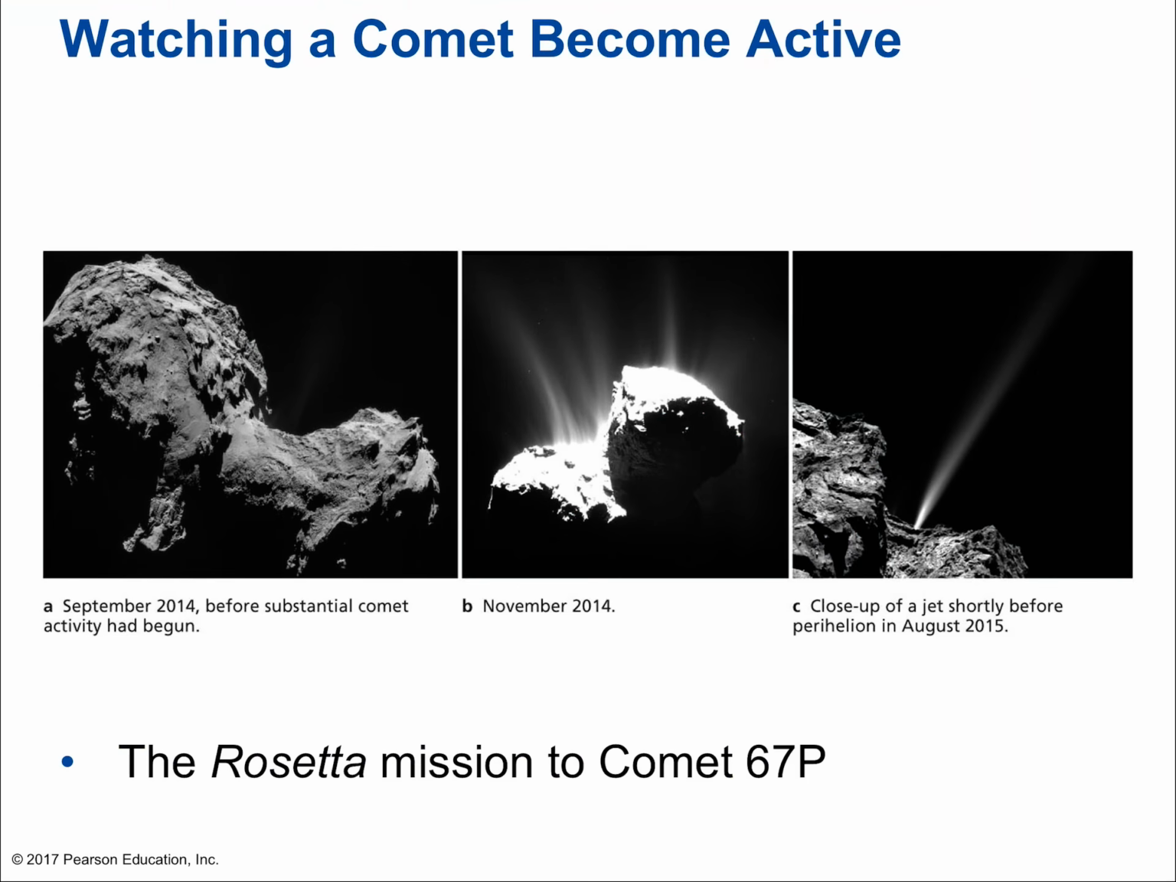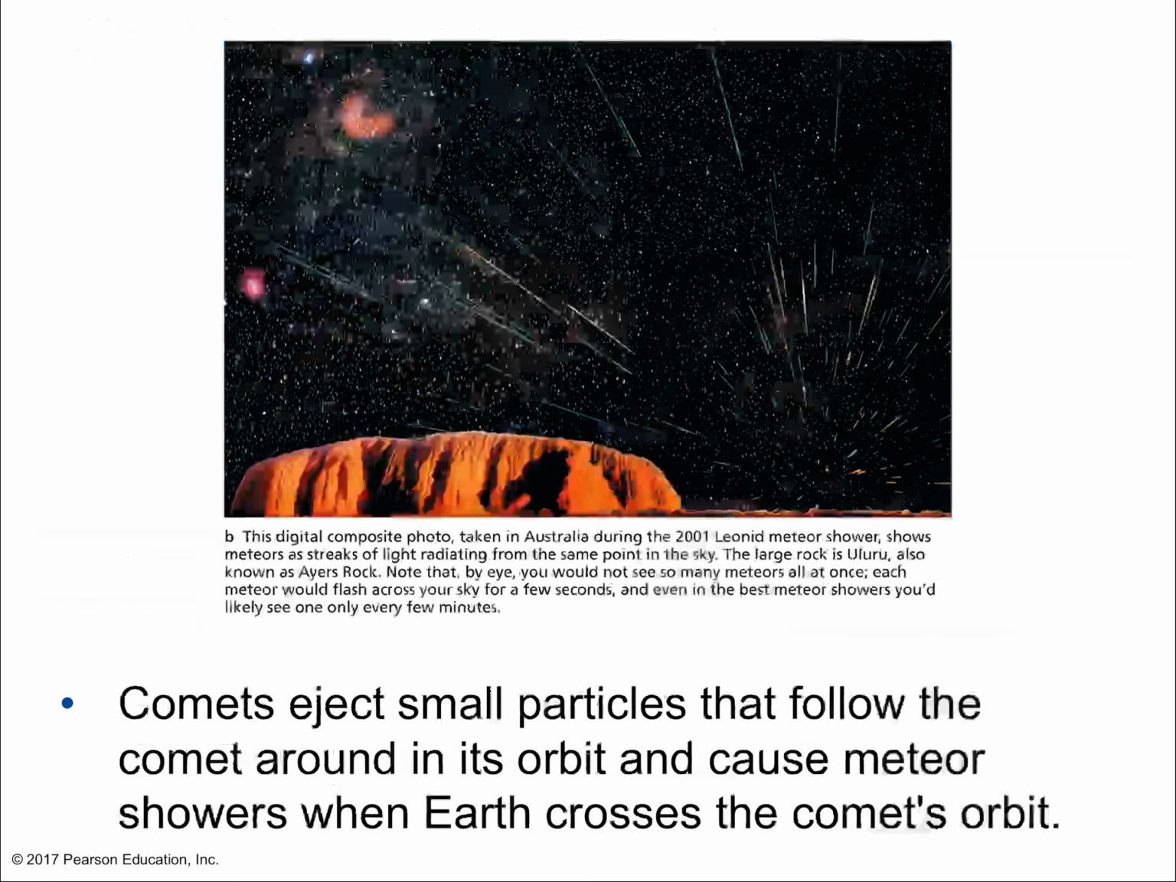So, watching a comet become active, this is the idea of the coma heating up. This was from another comet mission called the Rosetta mission, Comet 67P. So you can really see how the surface starts to boil. All right, here's a jet. That's actually charged gas coming off of the surface of the comet. It's like boiling away. It's really neat.